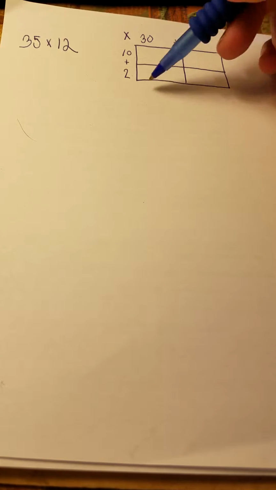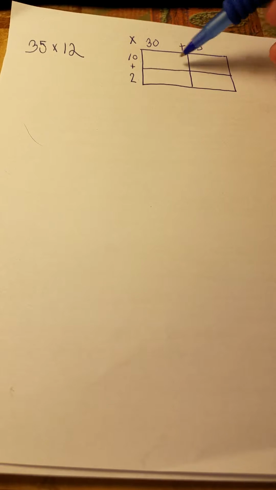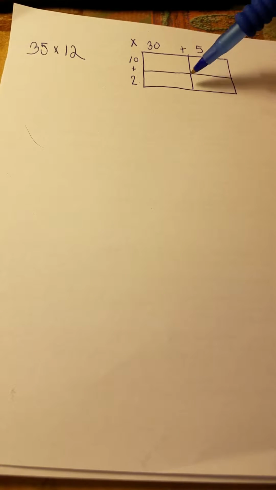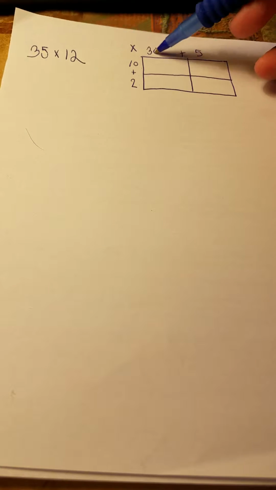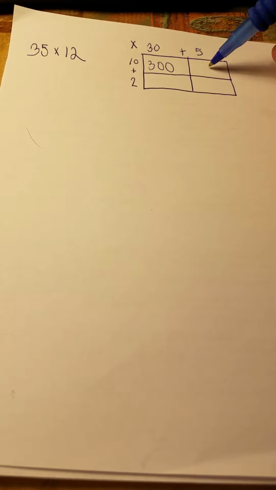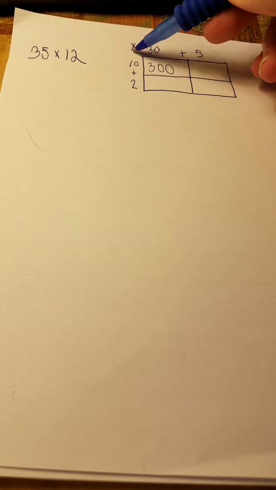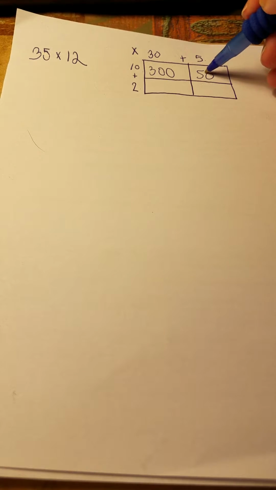We put it in a grid like this as if it were the floor plan of a house. And this house has 4 rooms, and we need to find the area of each room. This room is 30 by 10, so 10 times 30 is 300. The area of that part of the floor plan would be 300. The area of this part of the floor plan would be 10 times 5. 10 times 5 is 50.